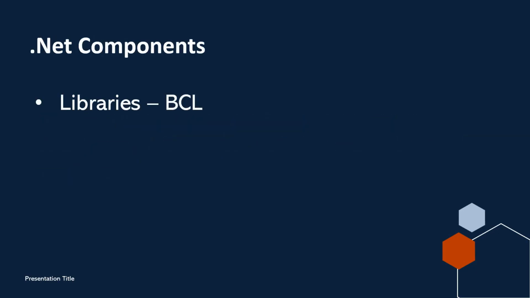So these are the components. As we discussed, if you want to develop an application or a software, you need libraries. Like in C language, we have header files, and in Java, we have the packages. Like that, in .NET, we have the libraries. We can call that BCL, base class libraries. These are pre-compiled code used to develop the applications.